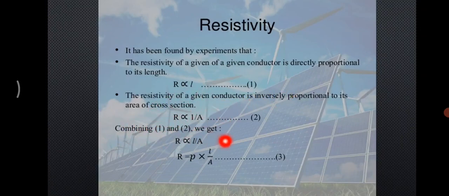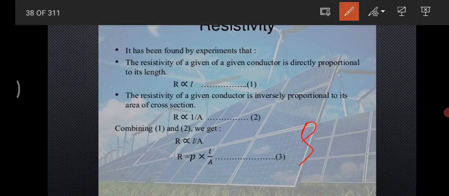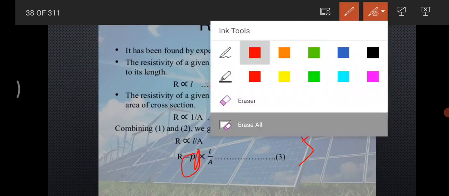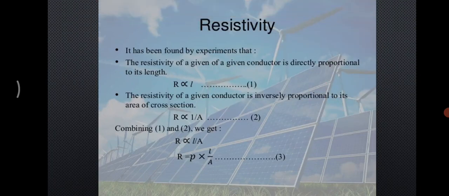By combining these two, we write R is proportional to L upon A. To remove this proportionality symbol, we write this symbol, rho. Like we have written, the P is called rho. When you are writing, you can write the symbol in this way also. We read it as rho, R H O. You are going to read this as rho L upon A. This is the formula to calculate the resistance of the conductor.